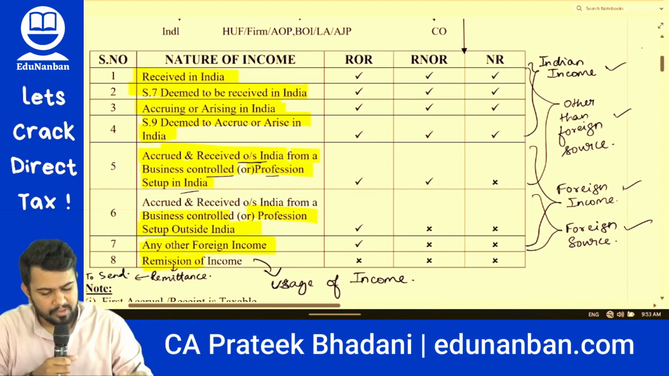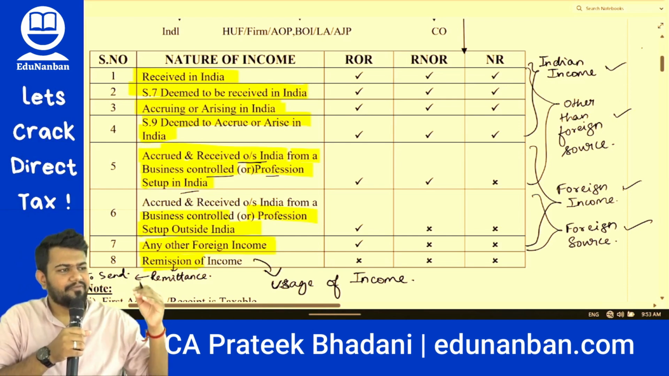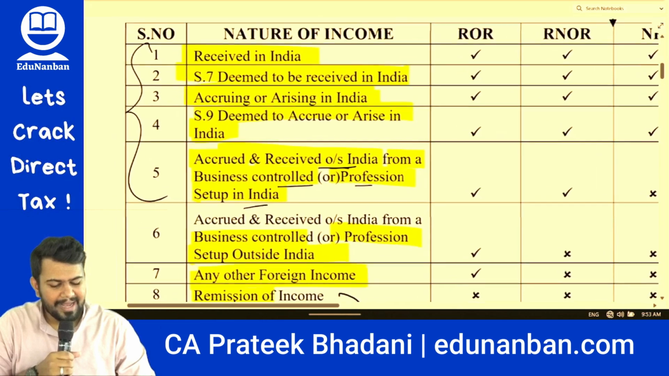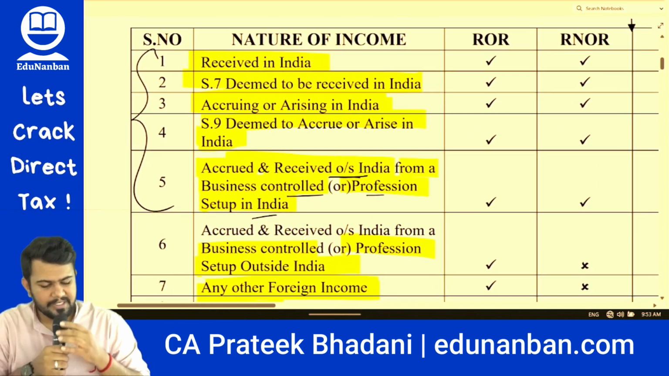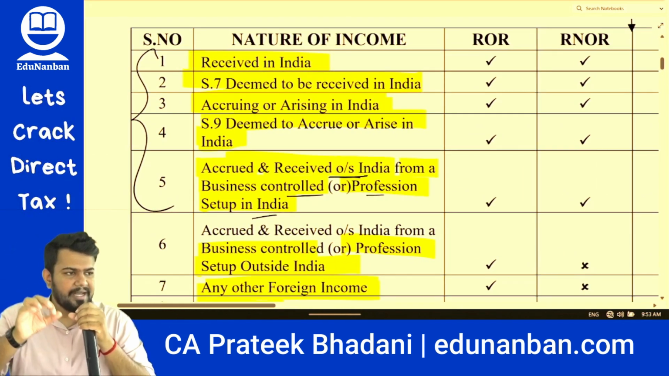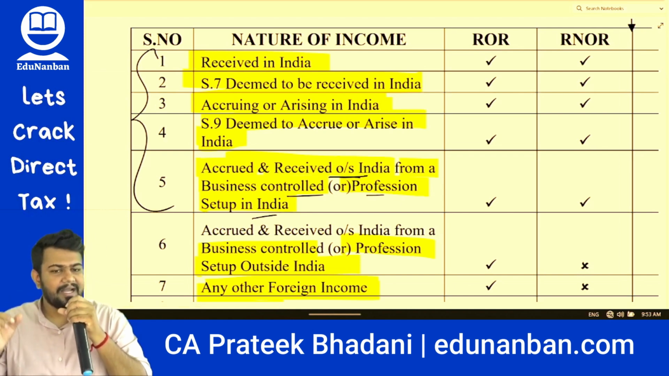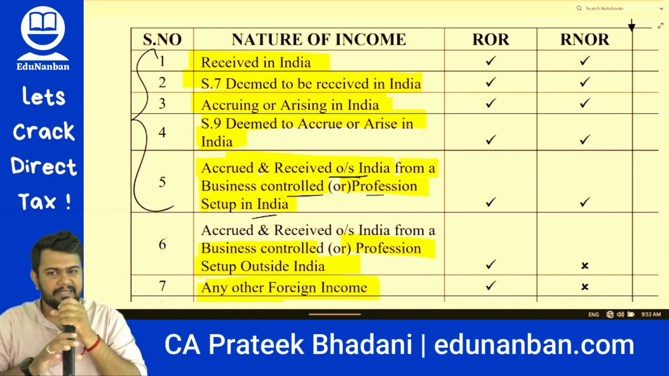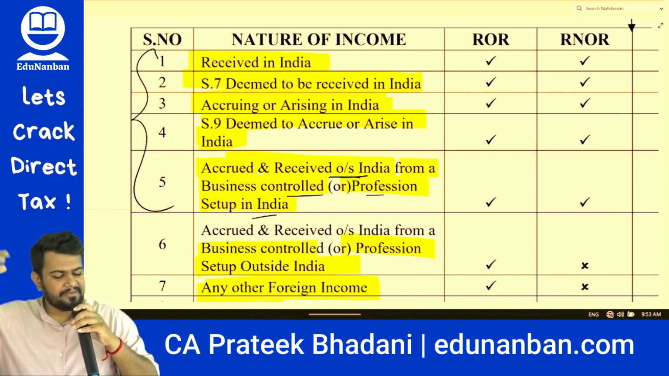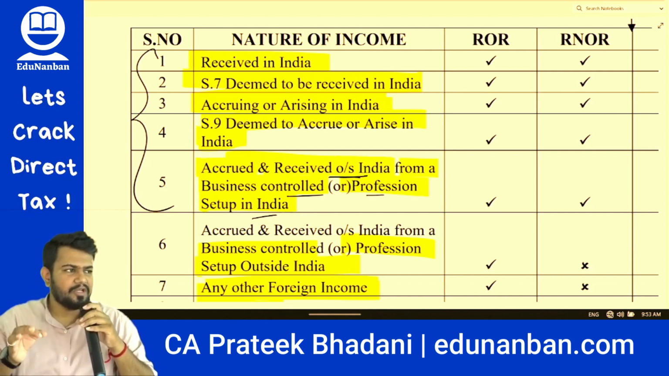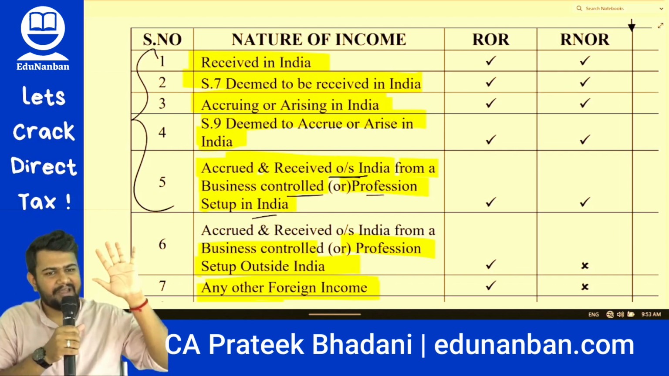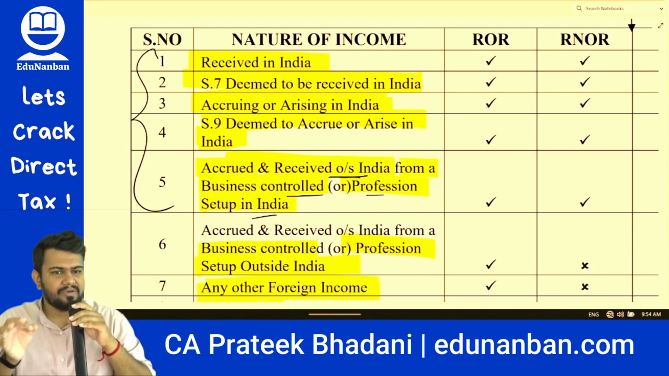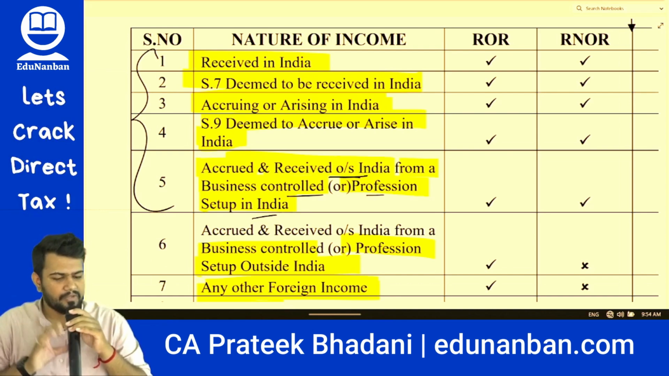Now, I also told you what is income other than income from foreign source. So, the first 5 will be considered as income other than income from foreign source. It means income received in India, income deemed to be received in India, income accruing or arising in India, income deemed to accrue or arise in India, and income accrued and received outside India from a business controlled or profession set up in India. These 5 incomes are income other than income from foreign source. This is only taxable for RNOR. Okay. Next.